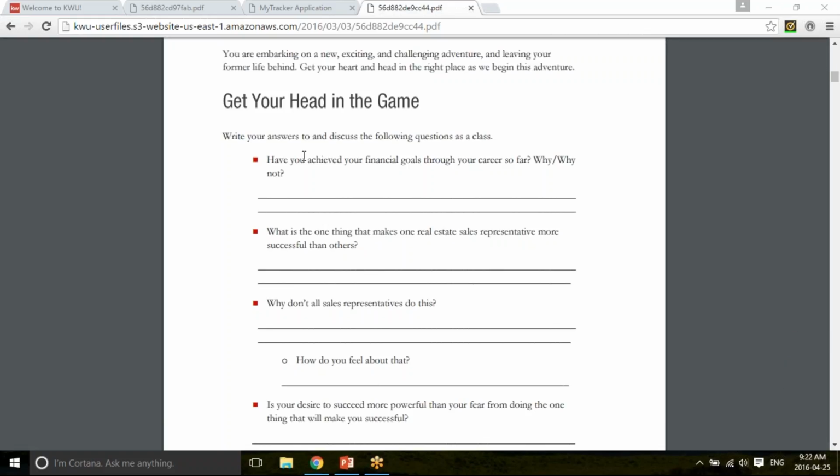Okay, so the idea with this section is really just getting our mental place in the right focus in terms of how we're going to go forward. It's a small exercise together, and it's called Get Your Head in the Game. Write down your answers on your sheets, and we'll discuss the following. Number one question: have you achieved your financial goals through your career so far? Why or why not?